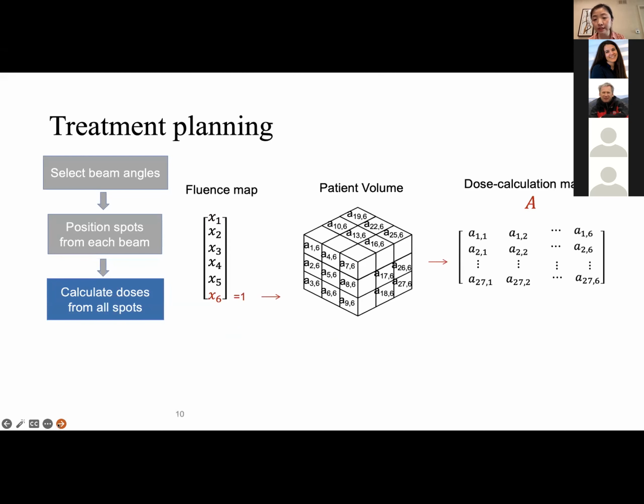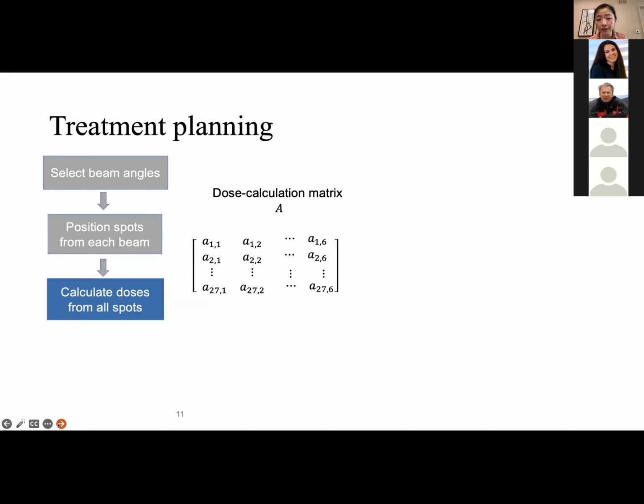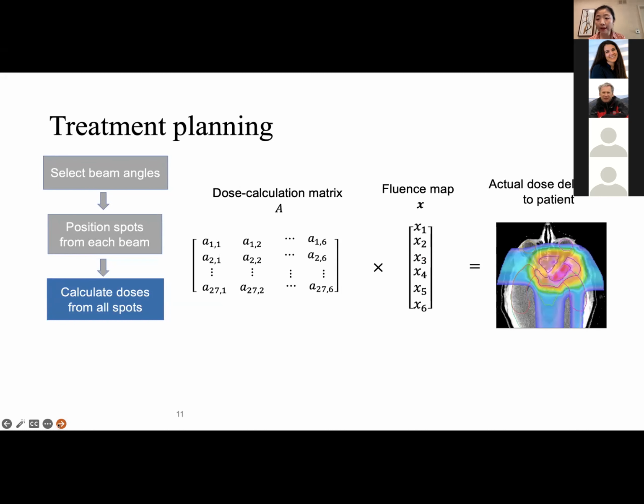I call this the dose calculation matrix, denoted as the capital letter A, and each element in this dose calculation matrix represents the dose contribution to each voxel from a single spot. Why I want to formulate this A matrix and why it's important is because with this A matrix, if we know the fluence map X, then multiplying these two, we will get a vector, and this vector is actually the actual dose delivered to the patient. So that's why we need this A matrix.